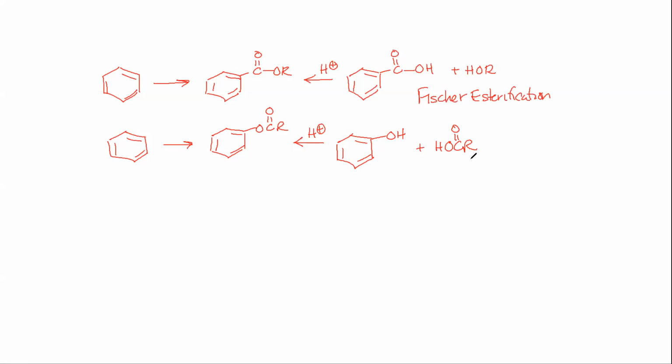So it's important that you get the right molecule or the right group on the ring. But there's two different ways to do that depending on whether you want to make the carboxylic acid or the alcohol, or the phenol.